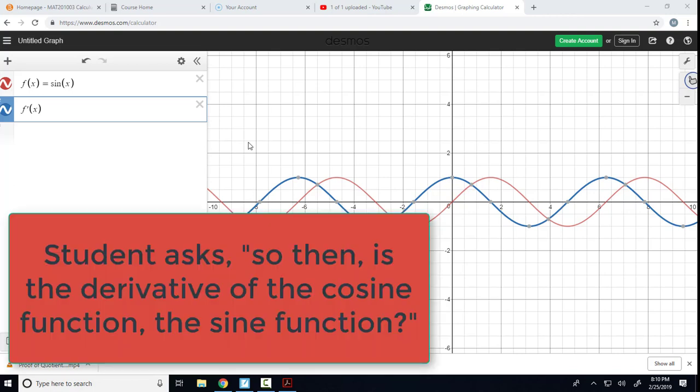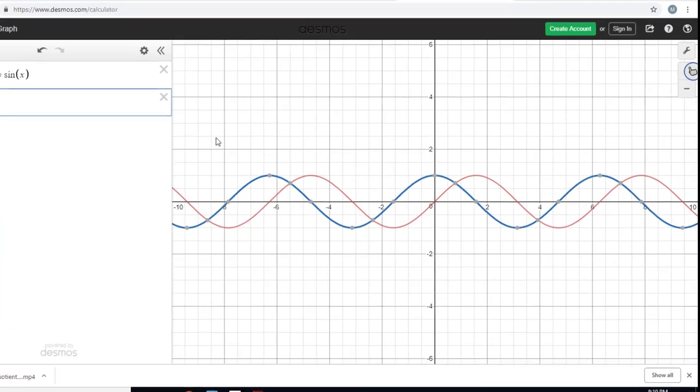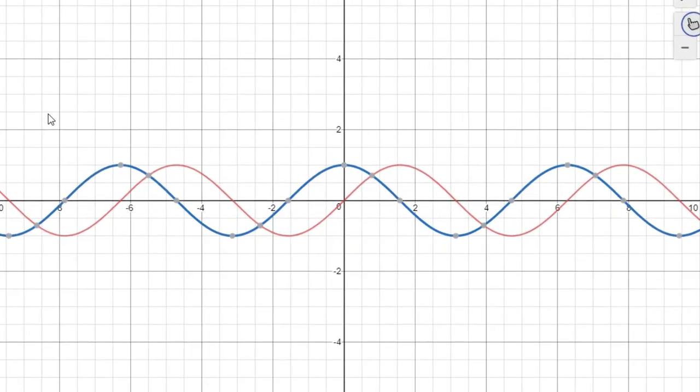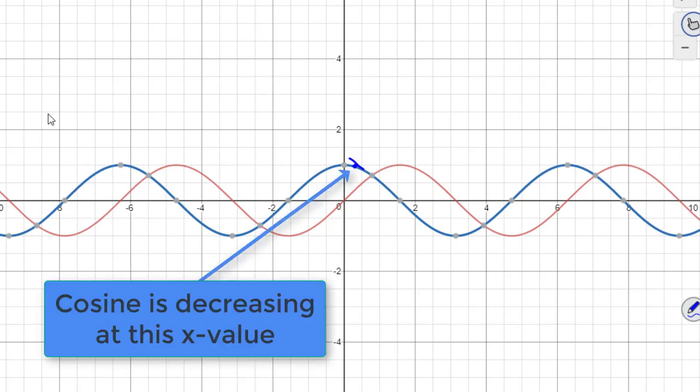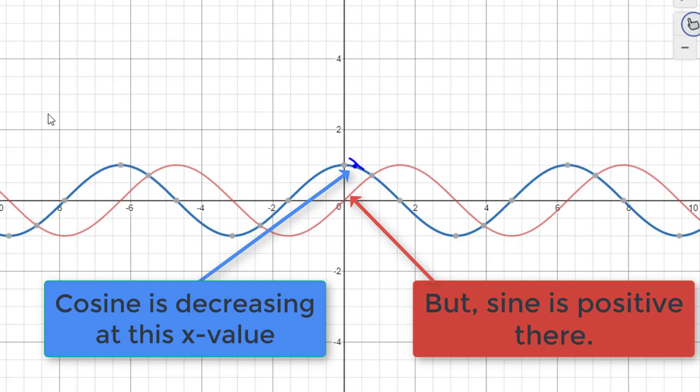Yes, sir? F prime of the cosine goes back to being sine of x. Great question. Well, no. Not quite. Notice, for instance, right here, the cosine curve is decreasing. But if we thought sine was its derivative, then sine would have to be negative there. So it's not quite. But there is a relationship.